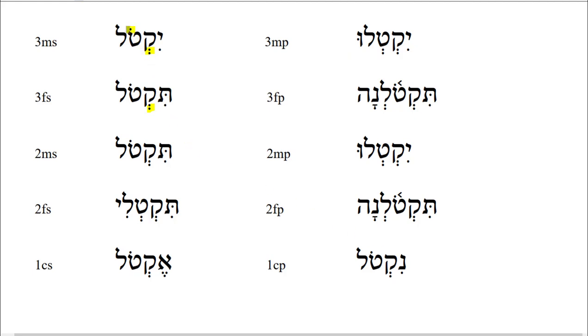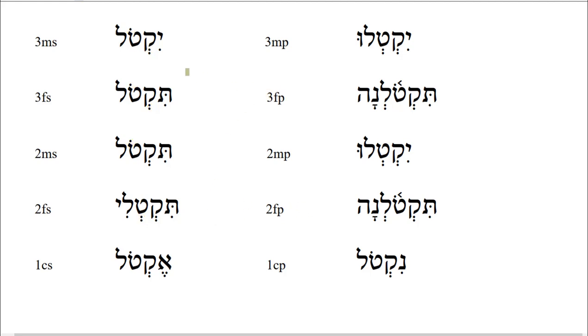And then the theme vowel, the R2 vowel, is a holem, except in the few places where we have a vowel letter as a suffix. And then it reduces to a vocal schwa.